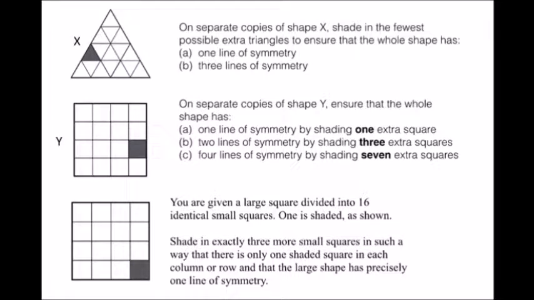So, for the first one, for one line of symmetry, we could have placed our triangle here, or here, or here, and those three answers represent the lines of symmetry going in the different directions. A vertical from this point to the vertex here, and from the center of this line to the vertex here for the last one. For three lines of symmetry, shading in the fewest possible extra triangles, we'd have to shade in all of these to go from this point to here, this point to here, and this point to here.